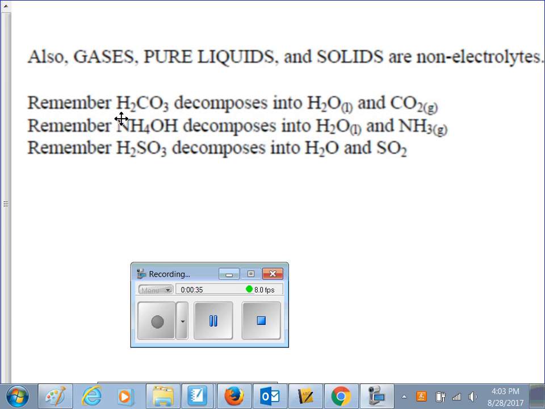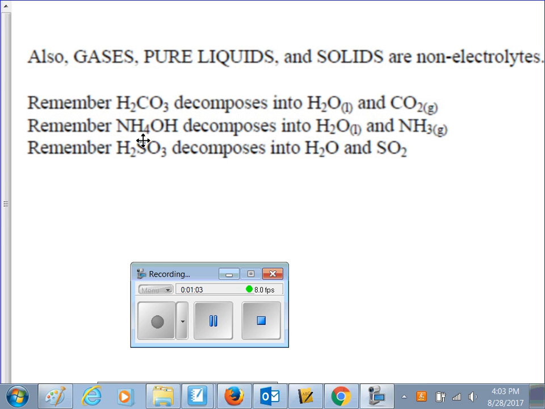If you are forming carbonic acid, H2CO3, as a product, that will immediately decompose into liquid water and carbon dioxide gas. So don't try to find that on your solubility chart. When the carbonic acid gets made, it'll immediately break down into water and CO2 gas. And I think I have an example of that for you.